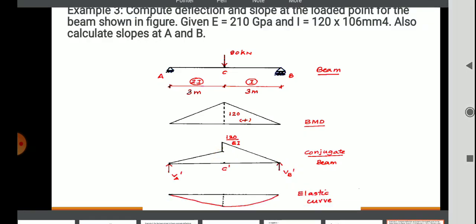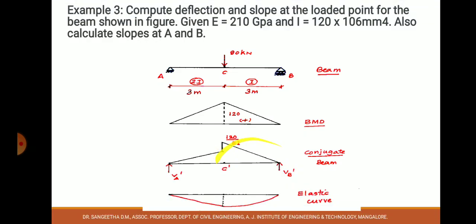And in the other portion, span BC, it is 120 by EI, M by EI. So just incorporate the value of I for the particular span. Initially, just neglect the I factor. Calculate the bending moment diagram from your basics. Next, for the bending moment diagram, incorporate the I value. So you will get the conjugate beam with M by EI values.